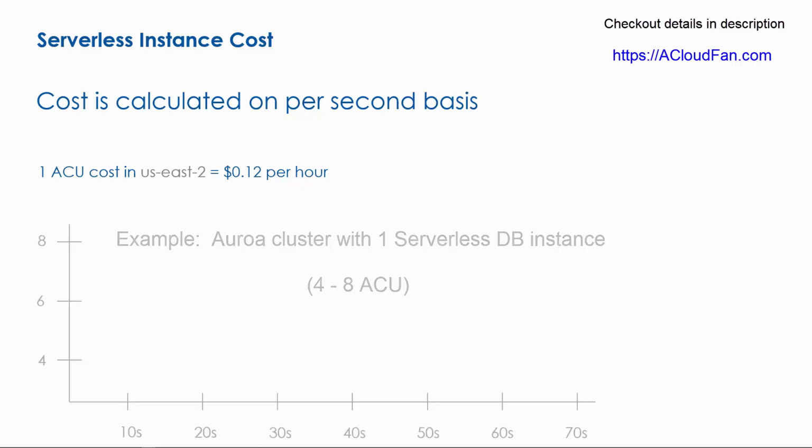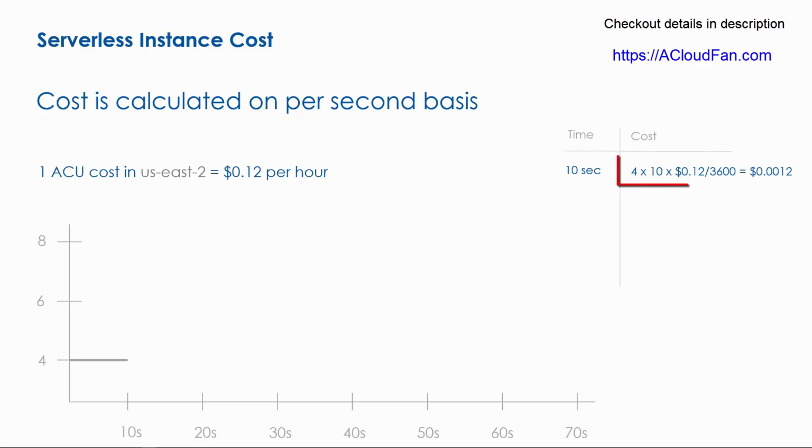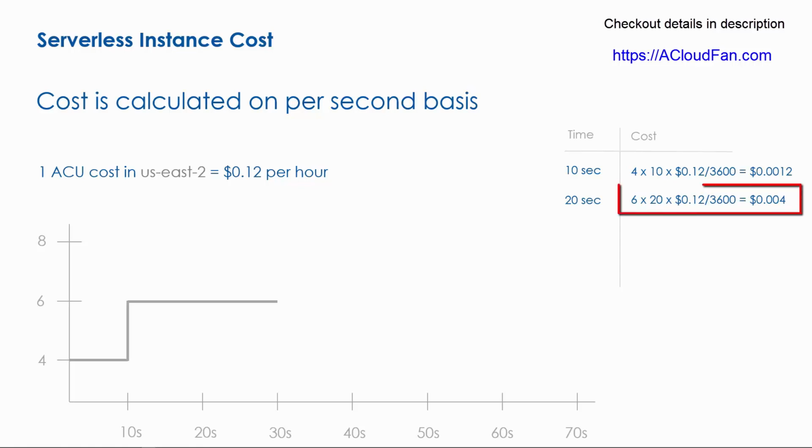So in the first 10 seconds, there is no load on the instance, so it consumes 4 ACUs. The cost will be 4 times 10 times cost of per ACU per second. So this is the cost for operating the instance for the first 10 seconds. Let's say for the next 20 seconds, the instance consumed 6 ACUs. So the cost will be 6 times 20 times cost of ACU per second.